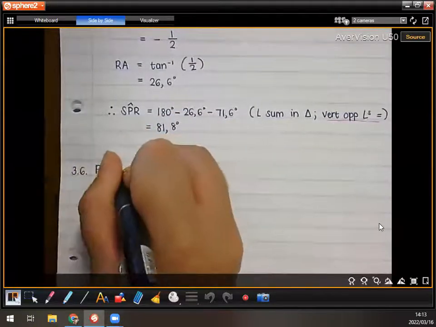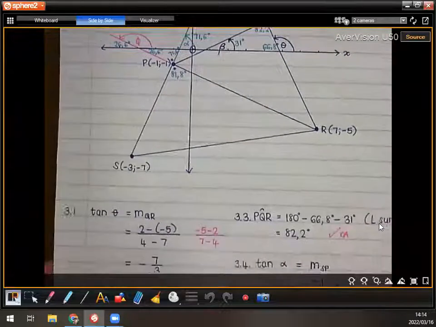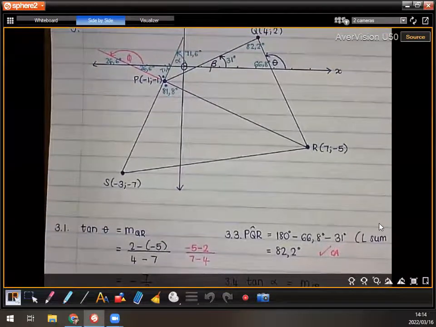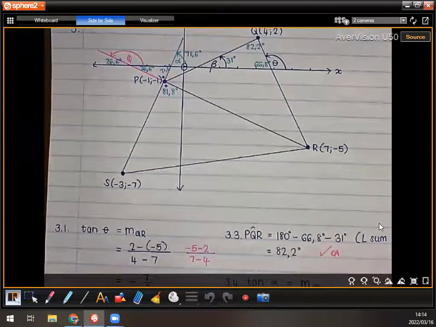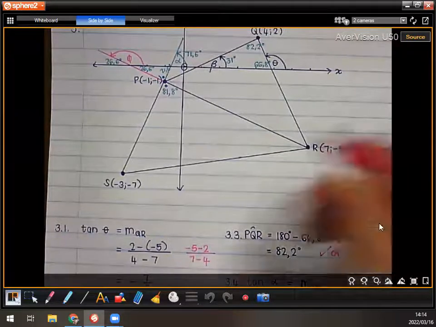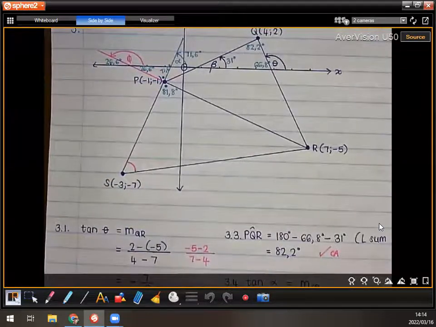PSR, I think. PSR, yes. I'll go back to that page now because I'm going to write my answer down there. Now, if we're trying to find PSR, PSR is this angle, right? I'm trying to find that angle now.